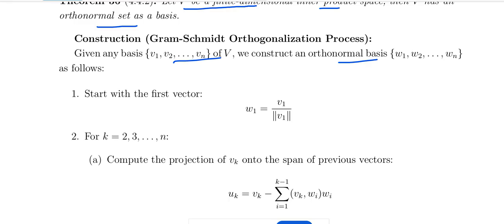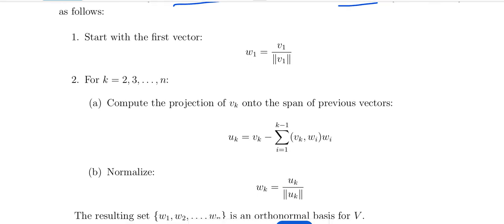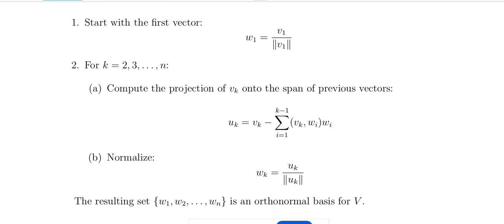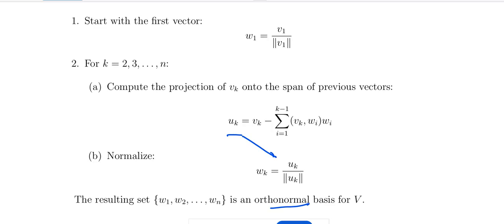For k equal to 2, 3, ..., n, I will compute the projection of Vk onto the span of the previous vectors, that is uk equals Vk minus the summation for i equal to 1 to k minus 1 of the inner product of Vk comma Wi into Wi. So Wk is uk divided by the norm of uk. After normalizing, the resulting W1, W2, ..., Wn is an orthonormal basis.